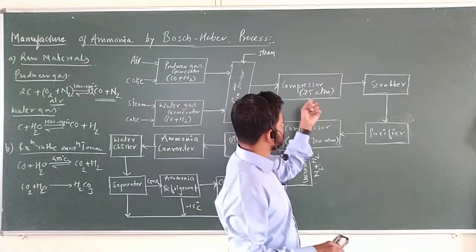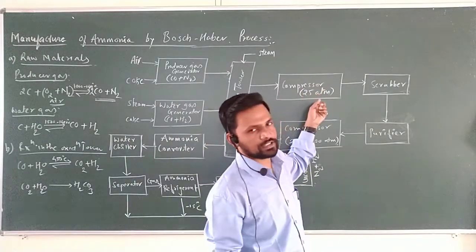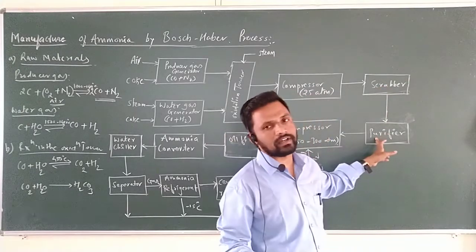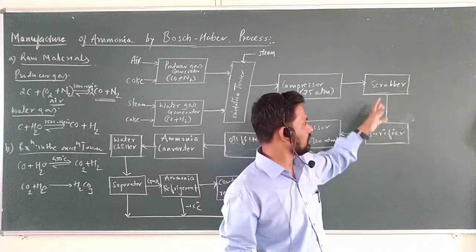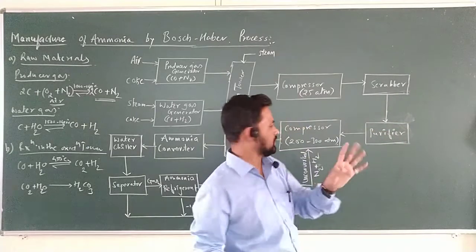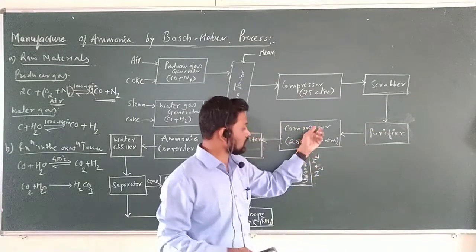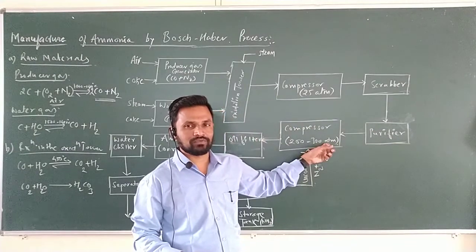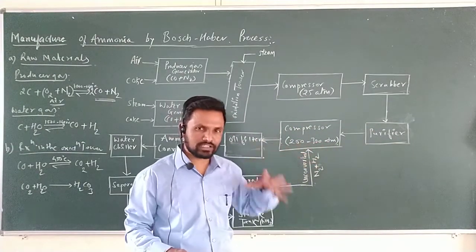So through the compressor, 25 atmospheric pressure is applied, and it further passes through the scrubber and purifier. Once it is purified, the oil contamination and all the contamination are removed, and it is further compressed to 200 to 300 atmospheric pressure, where the completely gaseous form should be there.